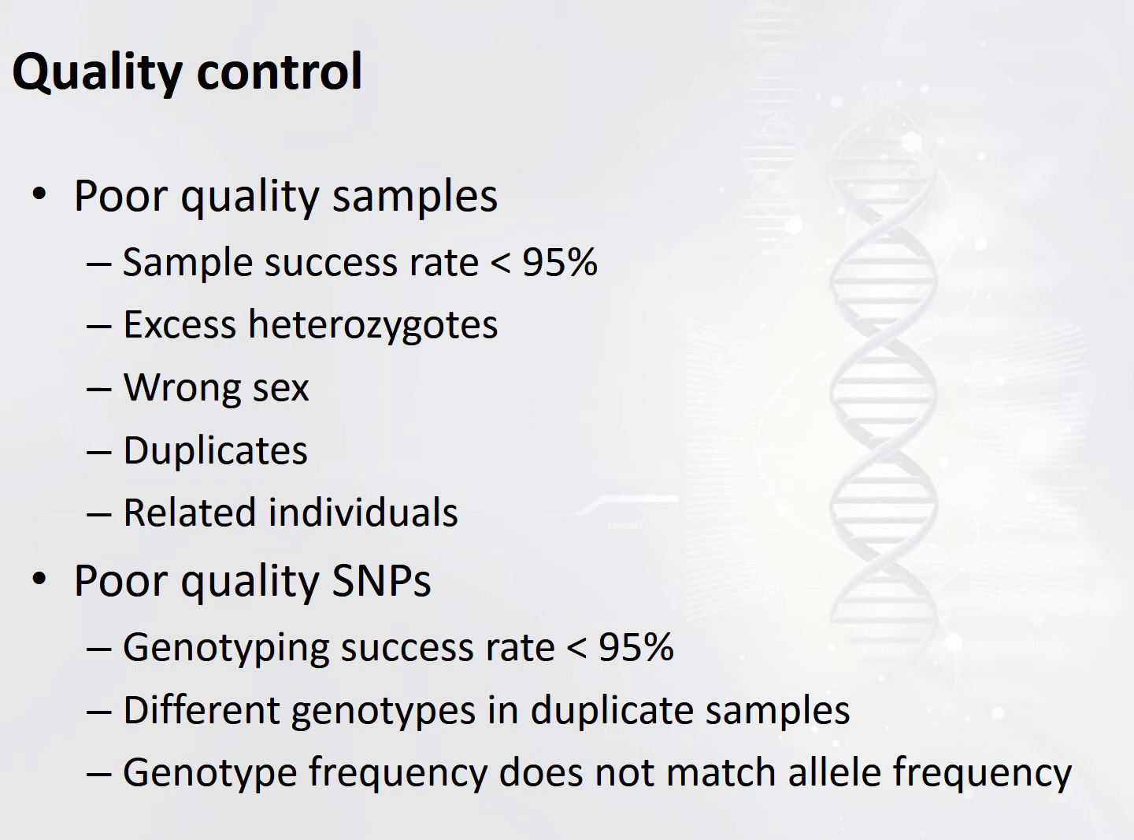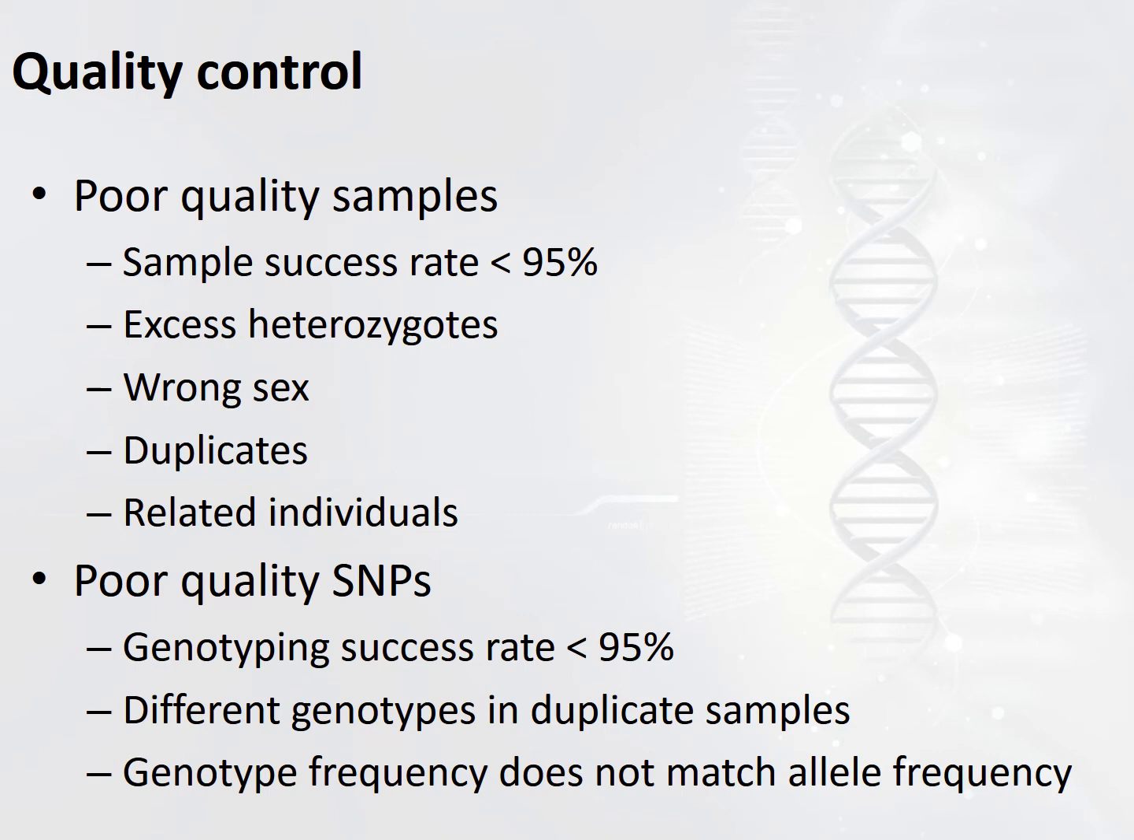Now, the second strategy is to identify and discard low-quality SNPs. Those are the ones that have a success rate of less than 95%. So, for example, if you have a SNP that has less than 95% genotypic success across all individuals, that SNP needs to be discarded altogether.